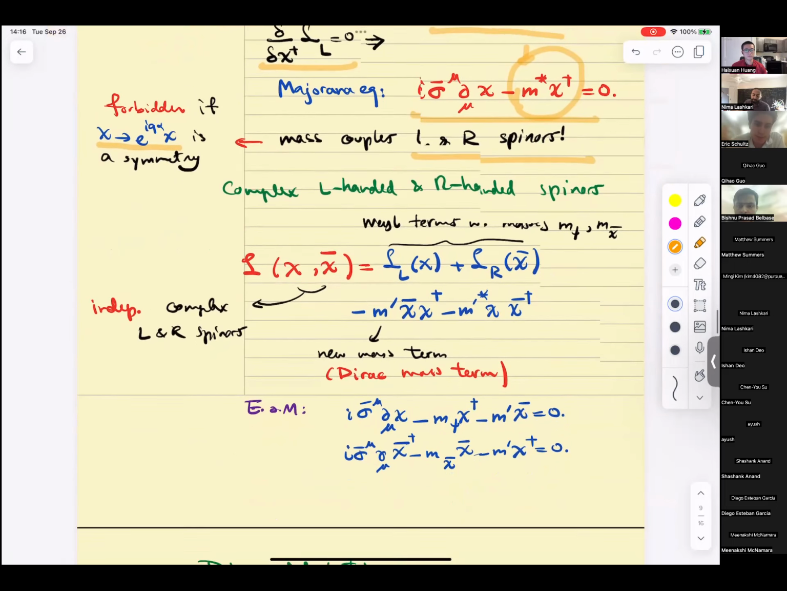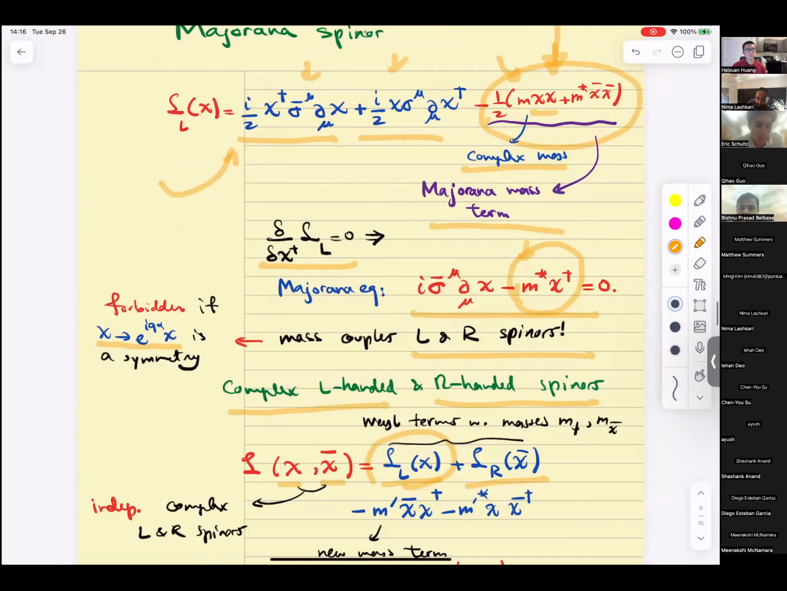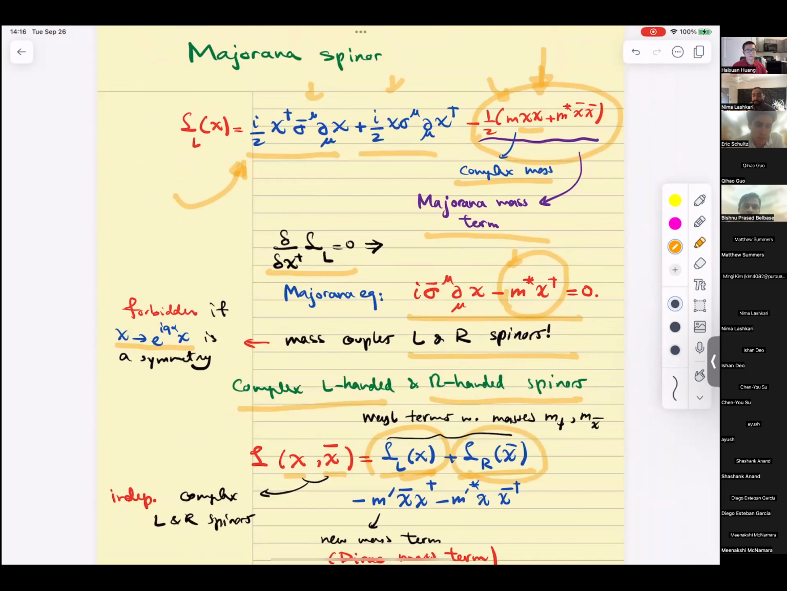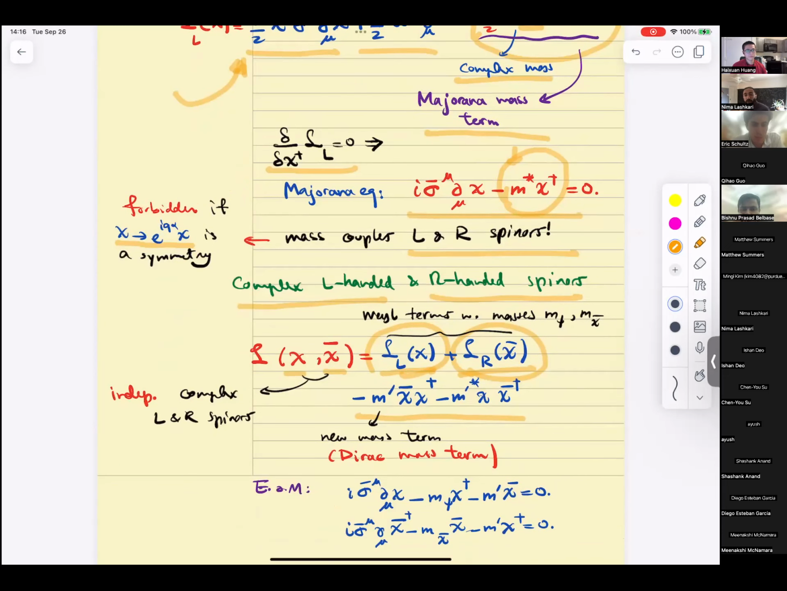Now, let's take a complex left-handed and a complex right-handed spinor, chi and chi bar. I write them as chi and chi bar, but they are independent, complex L and R spinors. They are not the complex conjugates of each other right now. So what is the action for them? Precisely the actions that I wrote up here. You can write down this action for chi, and this action for chi bar. So you have two copies of this. But you could have a term that couples these two as well.